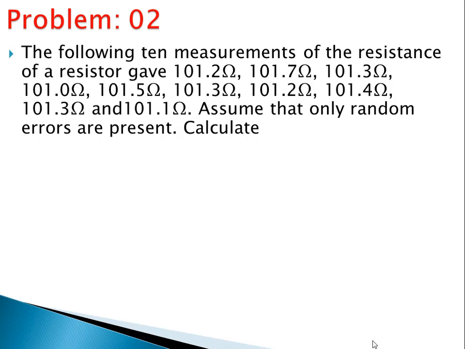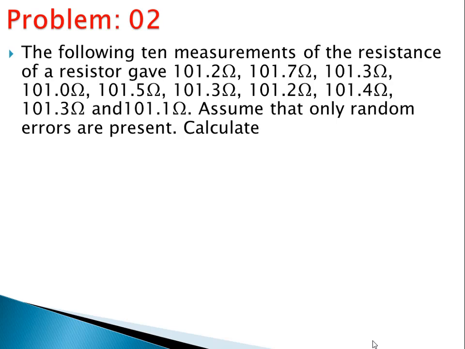Here the following 10 measurements of the resistance of a resistor gave the values 101.2 ohm, 101.7 ohm, 101.3 ohm, 101.0 ohm, 101.5 ohm, 101.3 ohm, 101.2 ohm, 101.4 ohm, 101.3 ohm and 101.1 ohm. Here assume that only random errors are present.